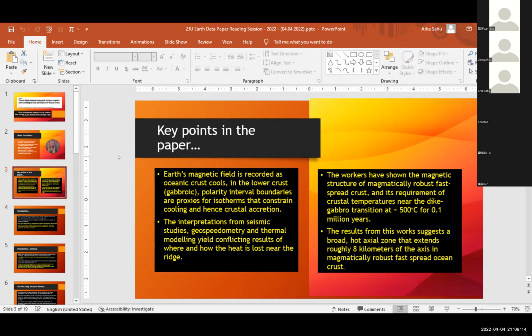They particularly studied a dike-gabbro transition zone and found out why the temperature was constrained at 500 degrees Celsius there for a certain time period in the geological time scale. The results suggest that there was a robust fast-spread oceanic crust, and they give the constraints to differentiate between a slow spreading crust and a fast spreading crust using the temperature constraint.